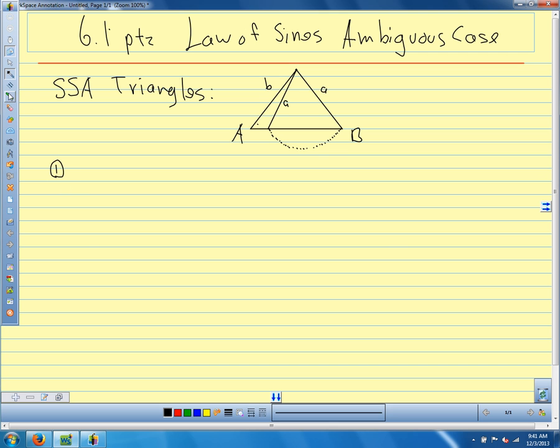So let's draw our first case. Our first case, we're given angle A, side a, and side b. I'm going to draw it this way to kind of exaggerate. And I'm going to suggest when we have a side-side-angle triangle that you always draw it in this configuration, no matter how your sides are laid out. And this is going to be angle B down here if it connects.